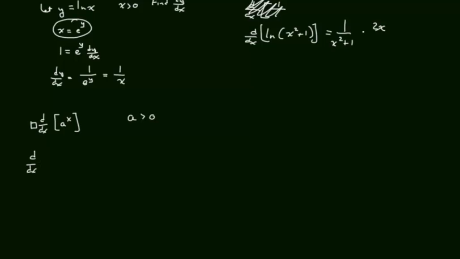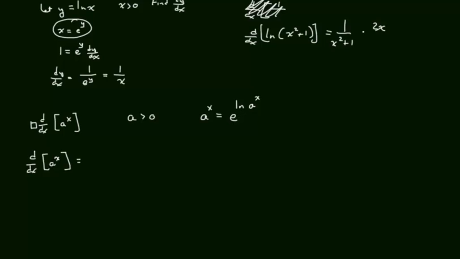And to do this, we're going to say the derivative with respect to x of a to the x. Now all I'm going to do is a little bit of algebra trickery. Let's see. Let me come over here. a to the x equals, tell me if you follow this, e to the natural log of a to the x.